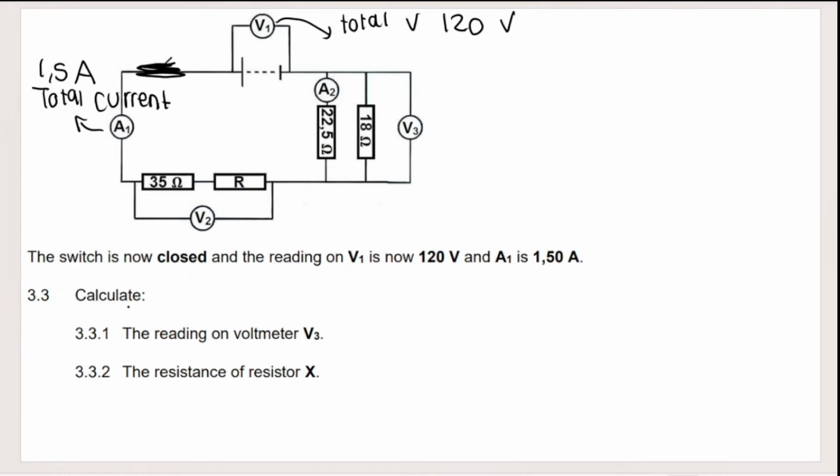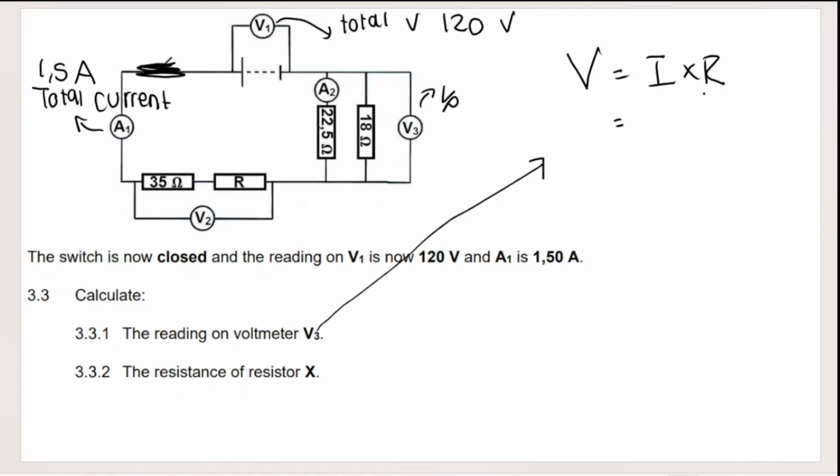Then they want to know the reading on voltmeter V3. Now remember we discussed that V3 is connected across the resistors in parallel. So basically they want voltage in parallel. We know V is equal to I times R.